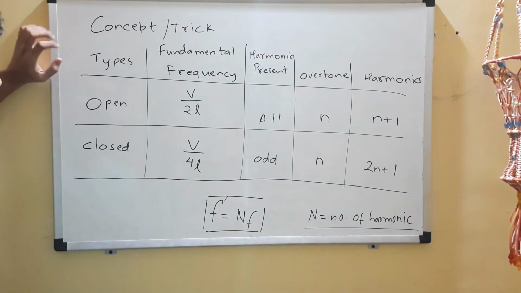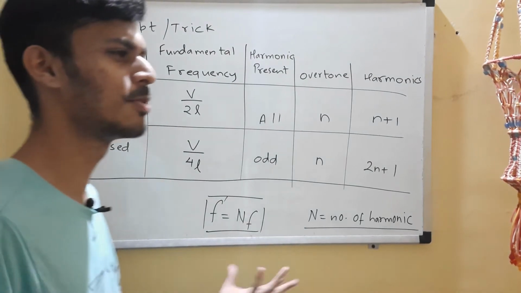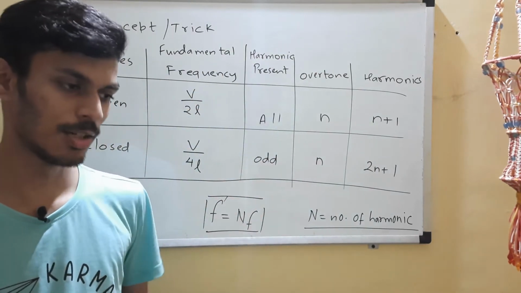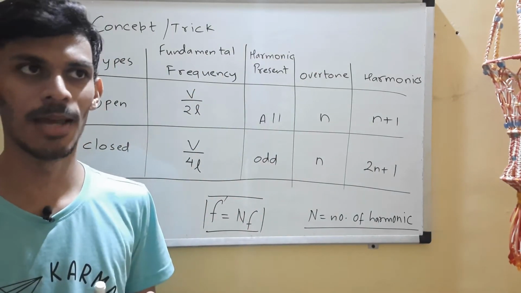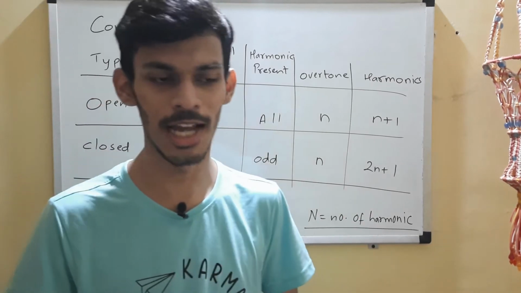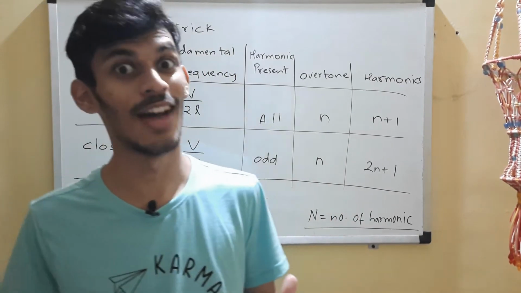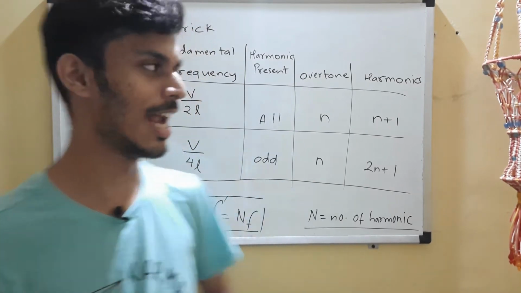So the first column says types. Now there are two types of organ pipes, you might know it. They are open and closed. An open organ pipe is one which is open at both the ends, and a closed organ pipe is one which is closed at one end.